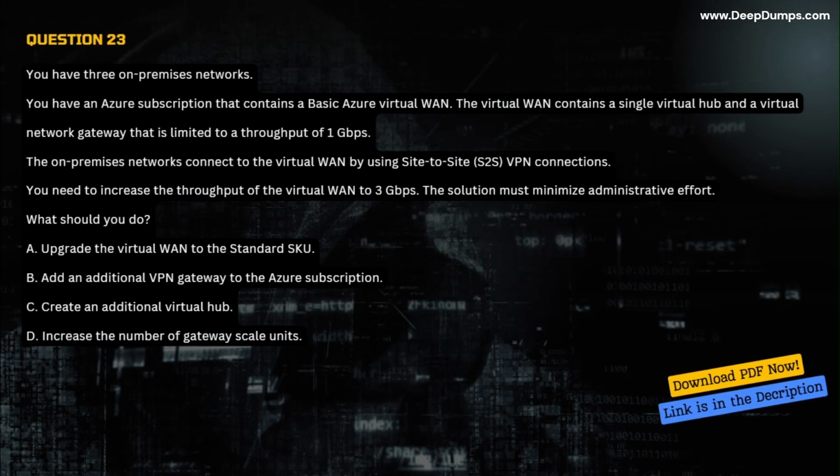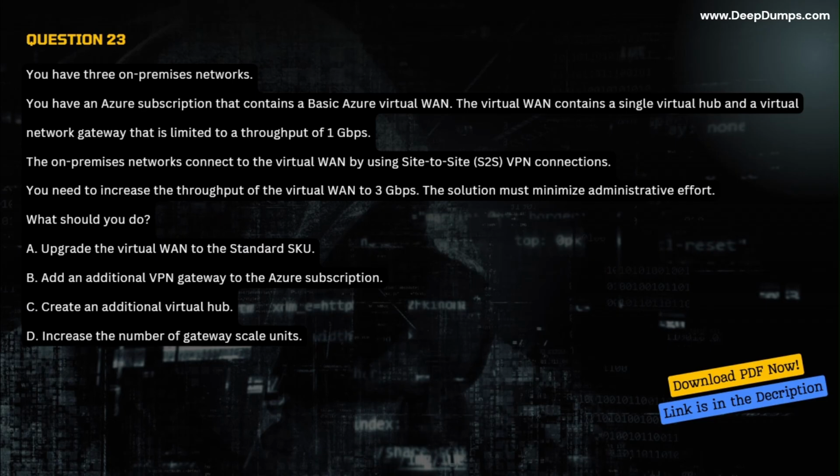Question 23. You have 3 on-premises networks. You have an Azure subscription that contains a basic Azure Virtual WAN. The Virtual WAN contains a single virtual hub and a virtual network gateway that is limited to a throughput of 1 gigabit per second. The on-premises networks connect to the Virtual WAN by using site-to-site (S2S) VPN connections. You need to increase the throughput of the Virtual WAN to 3 gigabits per second. The solution must minimize administrative effort.